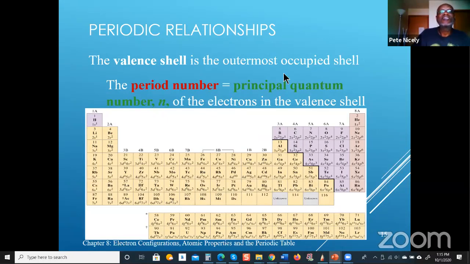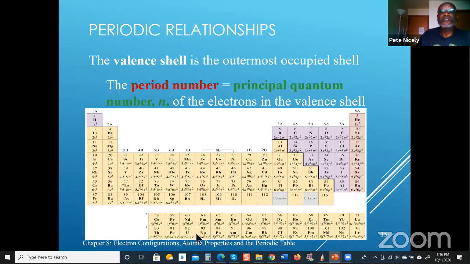Now, by definition, the outermost occupied shell is called the valence shell of the atom, all right? And it turns out that based on the electronic configuration, the period number is equal to the principal quantum number of the electrons in the valence shell, right? So if you remember, the period numbers would basically be the numbers for the rows, right? So for the first row, the period number is 1. For the second row, the period number is 2. For the third row, the period number is 3, and so on and so forth, right? So if you choose any element and you look at the number of electrons in the valence shell, then you'll see that that number will be equal to the period number for that element.